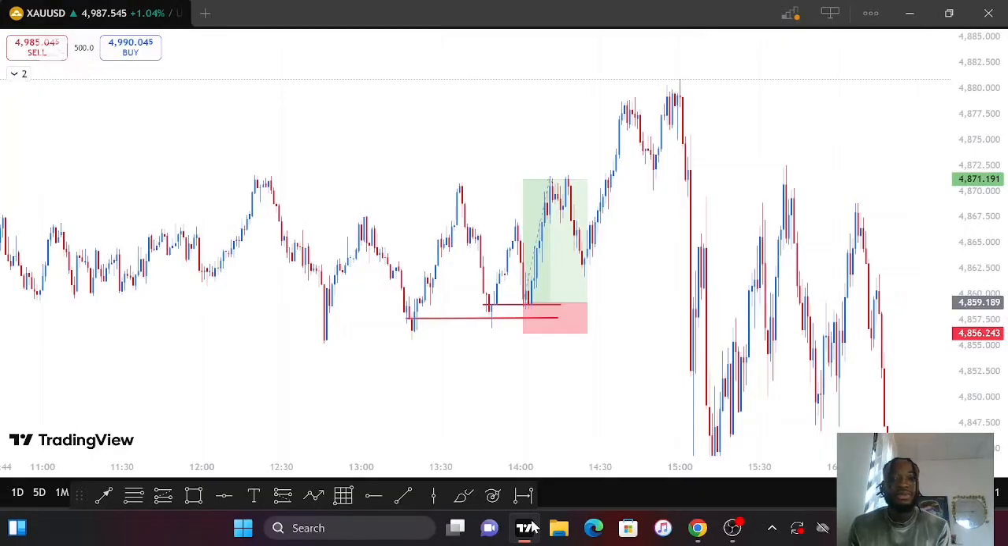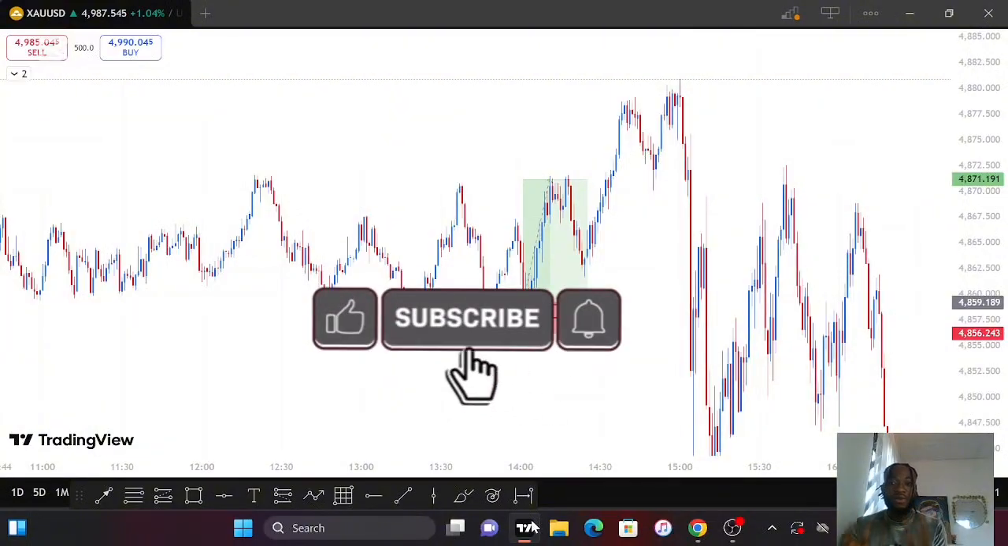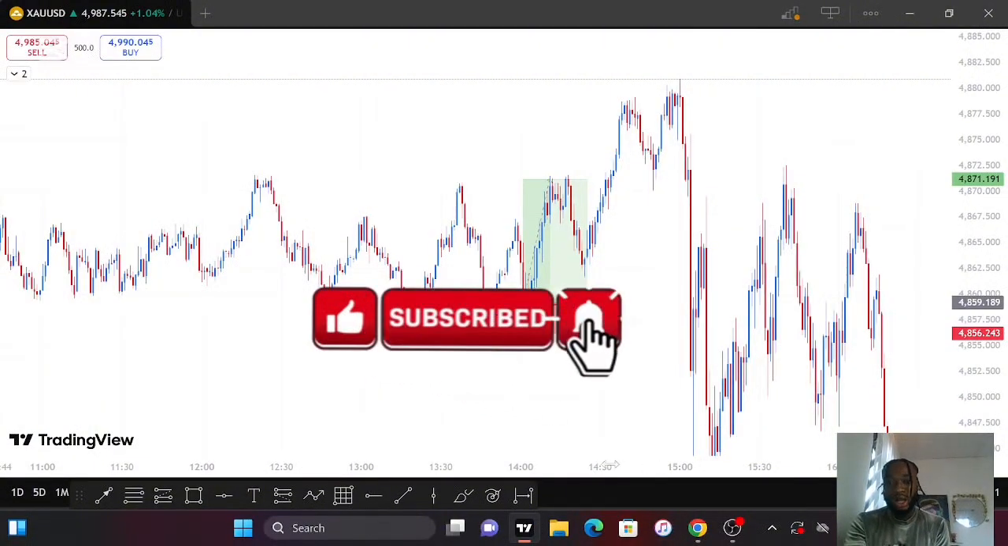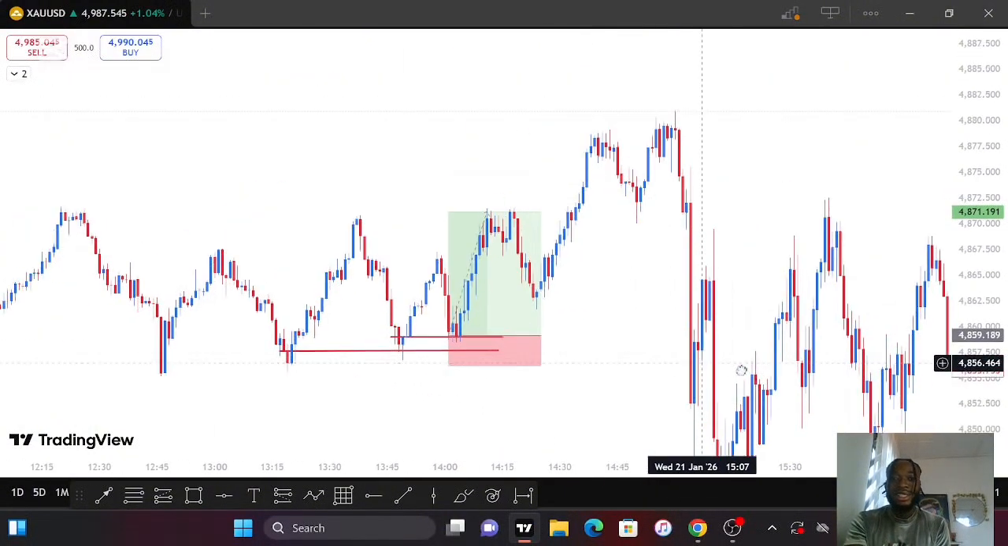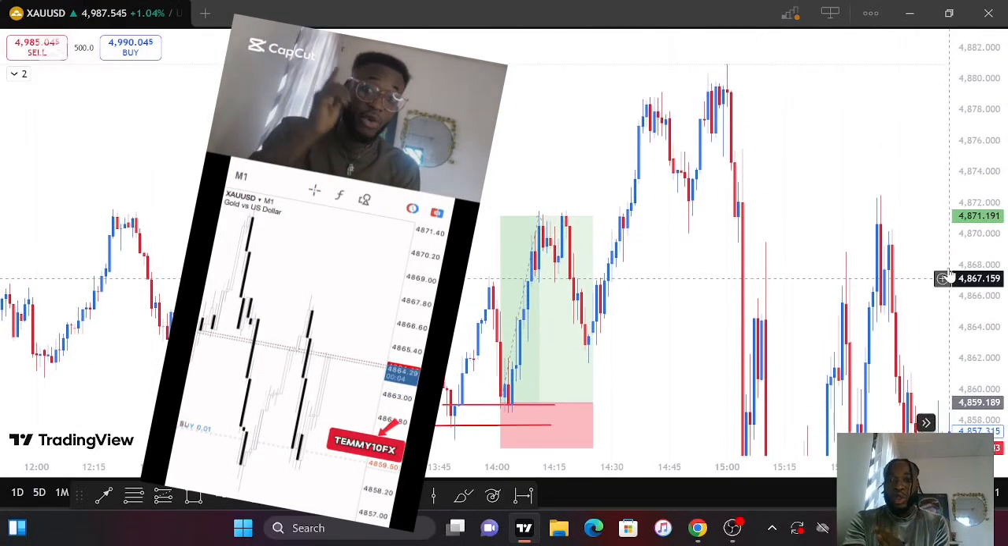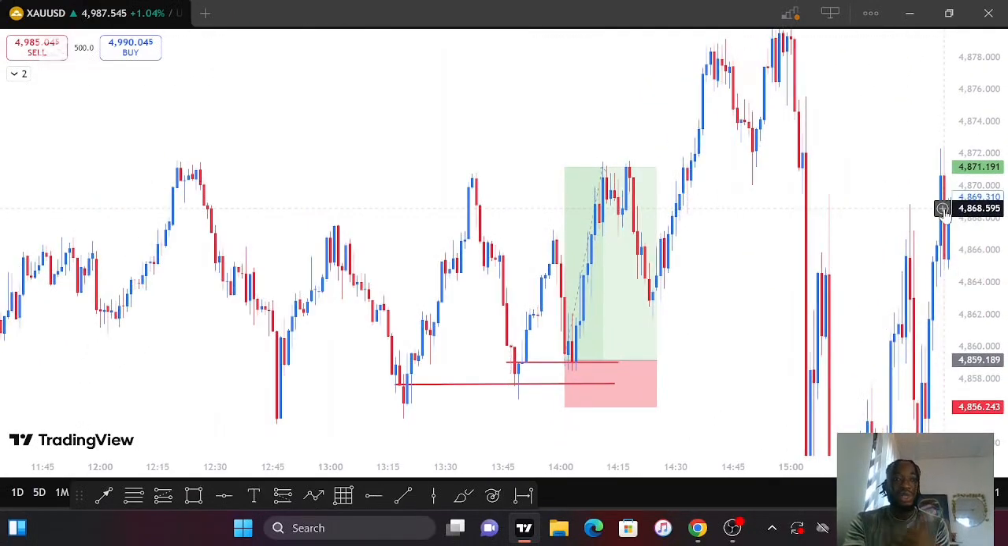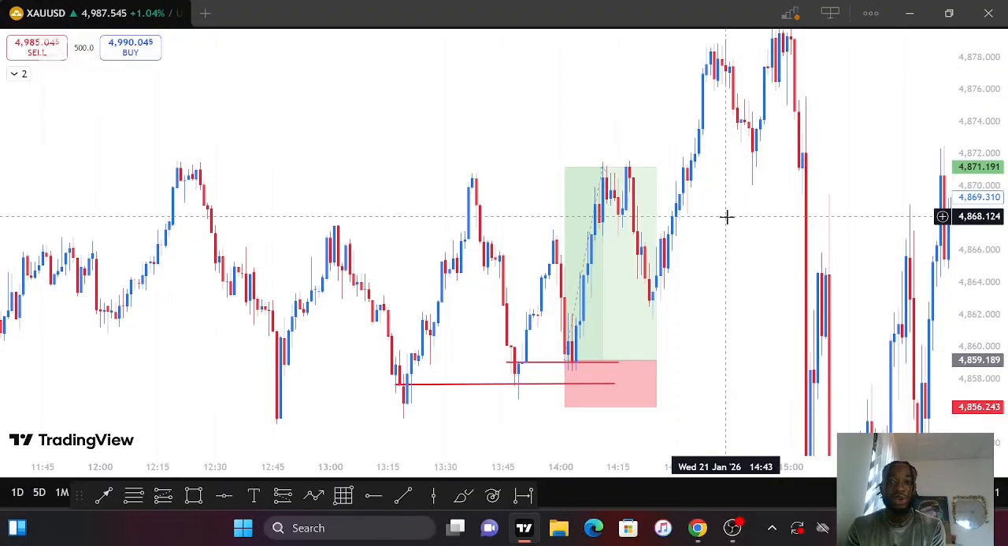So what's good, fam? Welcome back to my screen. I'll just be breaking down this simple trade I took, and I used it to flip my small account. I think I did a short video on this, but I'll just be explaining why I took this trade. This is on gold, by the way. This is the gold chart on the 1 minute time frame.